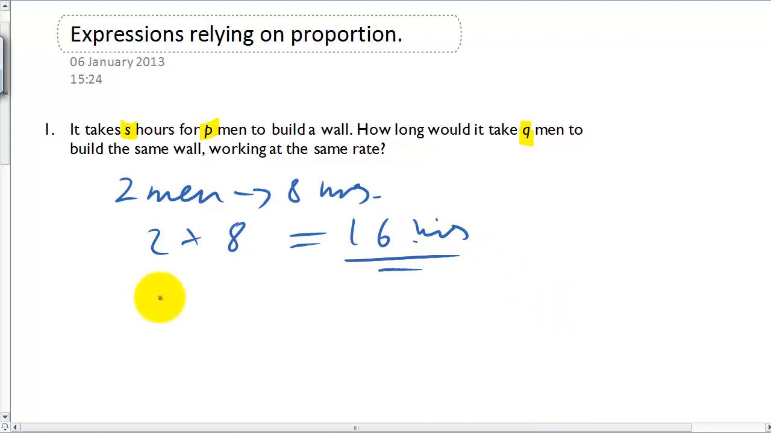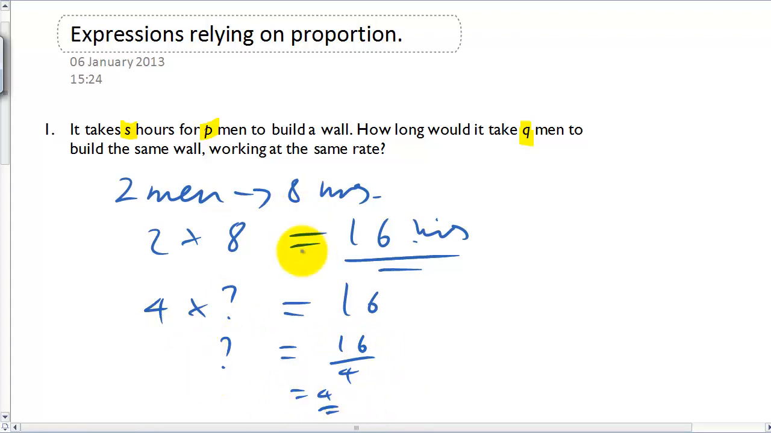Now let's say we had 4 men working on the wall, and we want to work out the amount of time that they would take to build the wall. Now we know there's 16 hours of work in total, so 4 times the time they would take would give you that 16. So the time taken will be 16 divided by 4, which will equal 4. So we can see obviously they're taking half as long, because you've got twice as many.